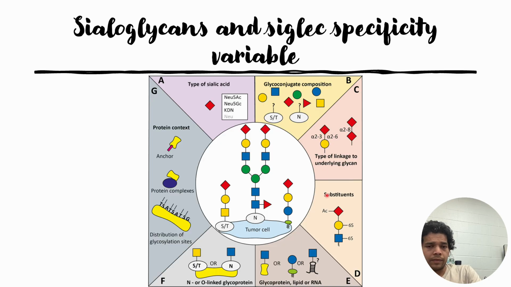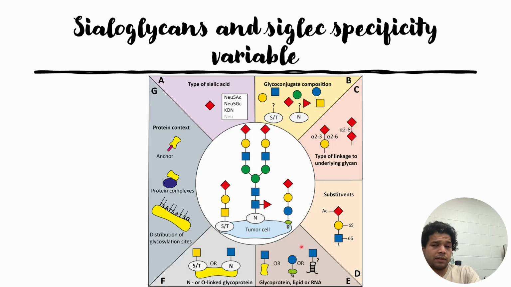And the next thing is the modifications of the sialic acid, and not just the sialic acid, but also the monosaccharides that are involved in this glycan. Here the acetylations of the sialic acid are shown, and also the sulfations of the mannose and GlcNAc are shown. Overall, these modifications will also affect which Siglec it is more prominent to bind.